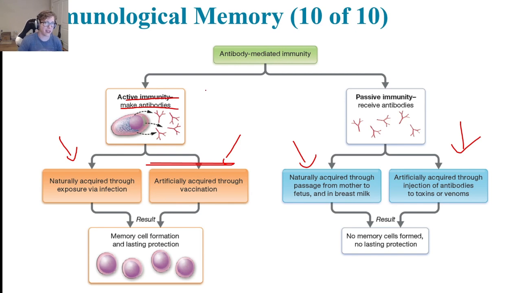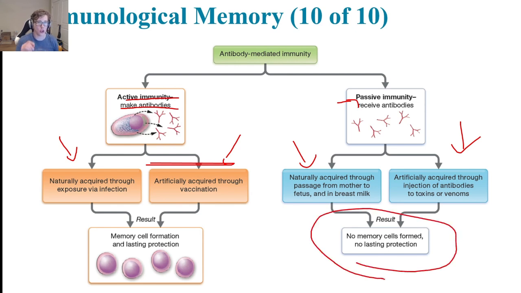And the important thing to remember between active and passive is that there are no memory cells, no lasting protection. Your body, to have that secondary immune response, has to make its own antibodies because it has to have that plasma cell and that memory cell for that memory response.